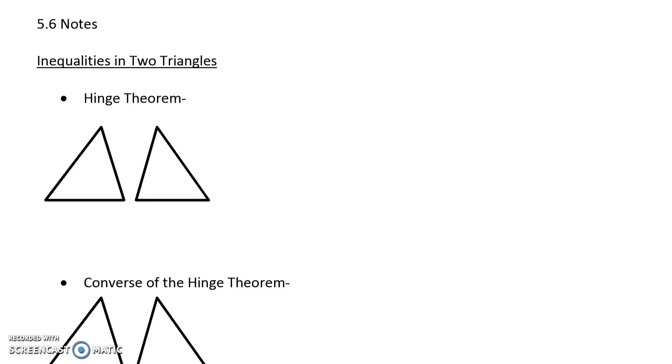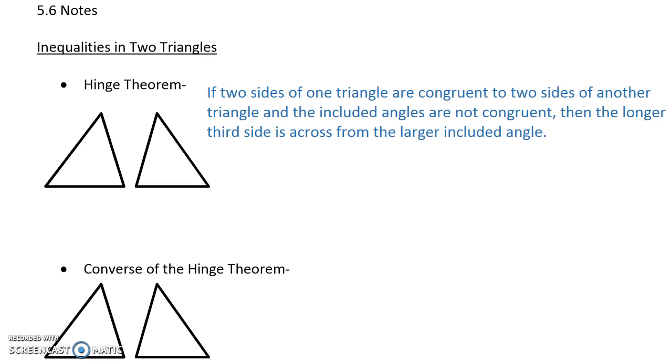So let's go ahead and write down the hinge theorem. If two sides of one triangle are congruent to two sides of another triangle, and the included angles are not congruent, then the longer third side is across from the larger included angle. So remember, the included angle is the angle that's between the two sides that are in the problem. So if you remember how SAS looks, it's that angle for SAS.